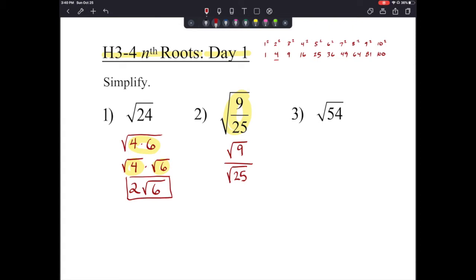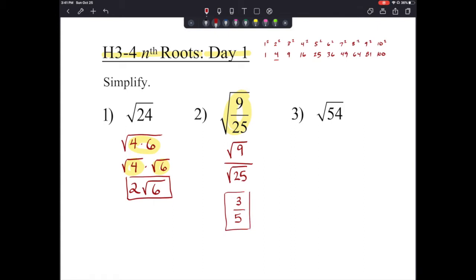So the square root of 9 we know is going to be 3. And I think we know the square root of 25 is 5. So this actually ends up equaling 3/5. Okay, those are both perfect squares.